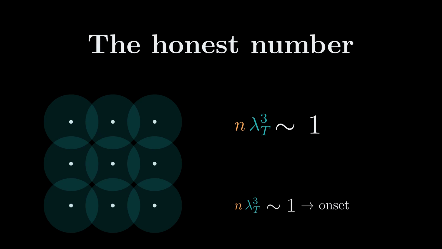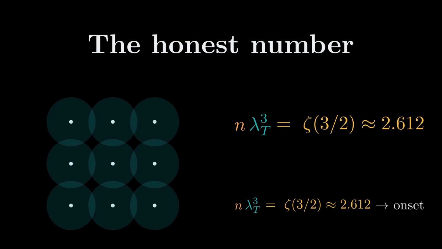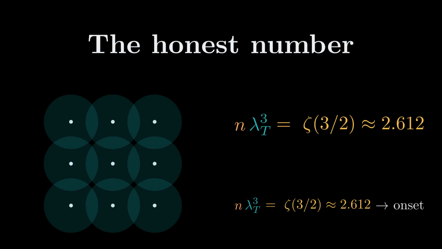The onset is not n lambda t cubed is about 1. Strike that. It is n lambda t cubed equals 2.612, exactly. And that clean number is precisely why we chose this convention for lambda t in the first place. So the constant from the statistics lands without clutter.